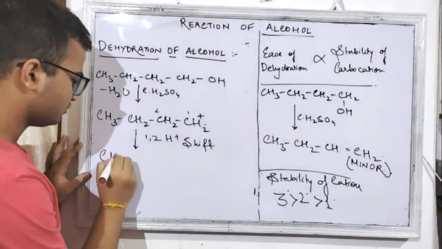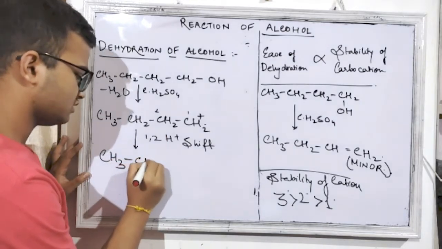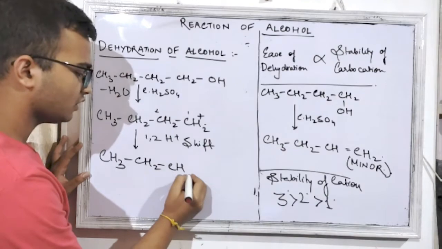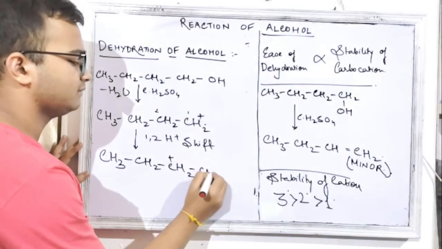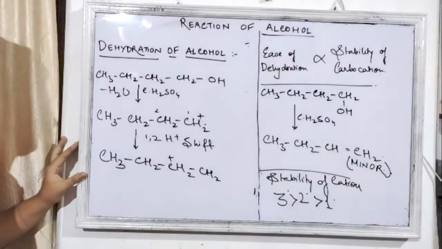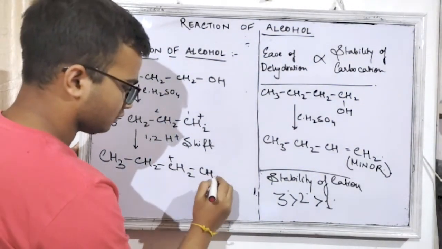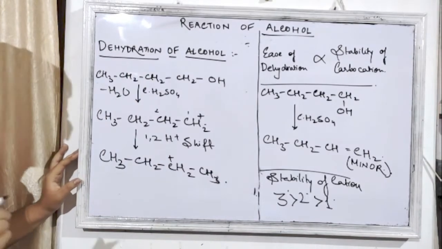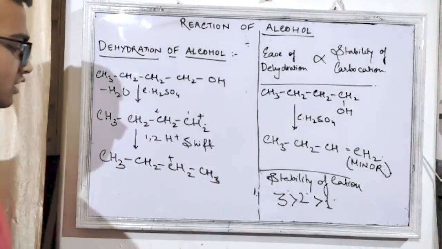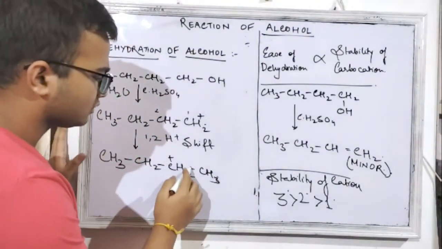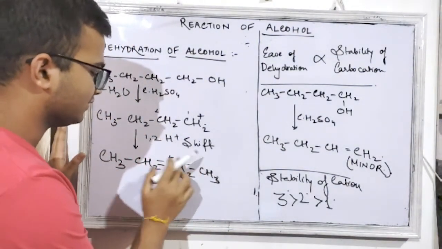I am writing this 2 degree structure: CH3, CH2, CH plus, and here will be CH3, I'm sorry, right? Now after this, the question arises: on which side will the double bond be formed? The double bond can be formed this side and also this side, right?